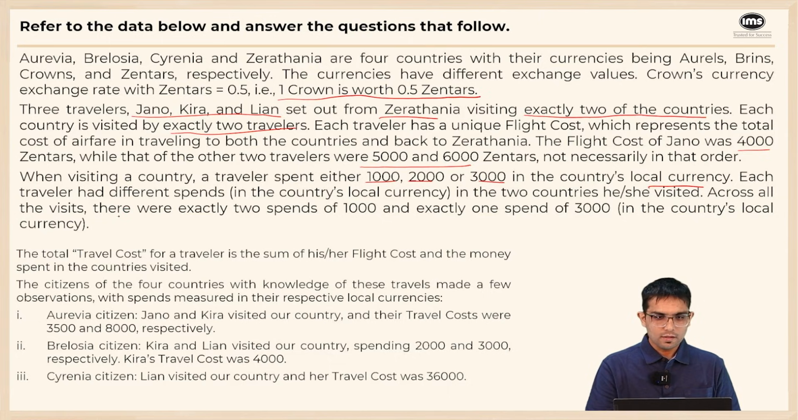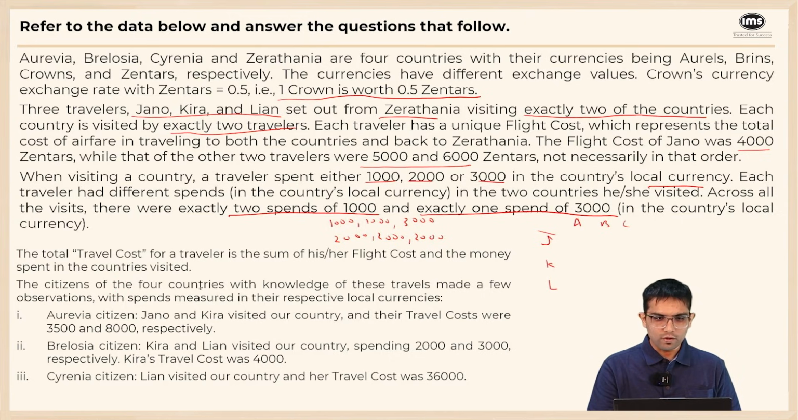Across all the visits, there were exactly two spends of 1,000 and exactly one spend of 3,000. So I know the total of 1,000, 2,000 and 3,000. There will be six visits because J, K, L are each visiting exactly two of the countries A, B and C. Out of these six visits, 1,000 will be two times and 3,000 will be once. So I am very sure that 2,000 in the local currency will be used thrice. And now the total travel cost includes the sum of flight cost and money spent in the countries visited.